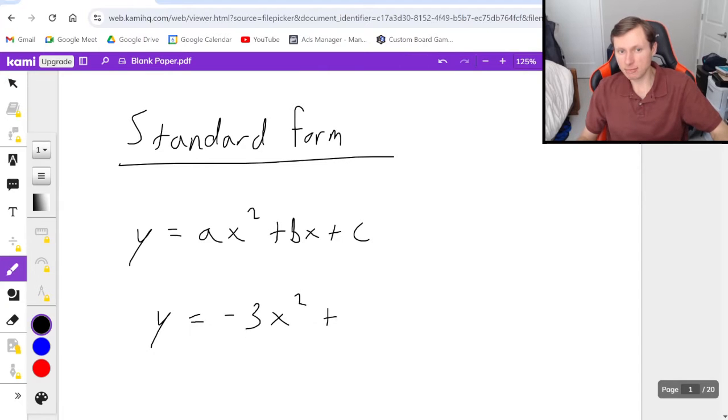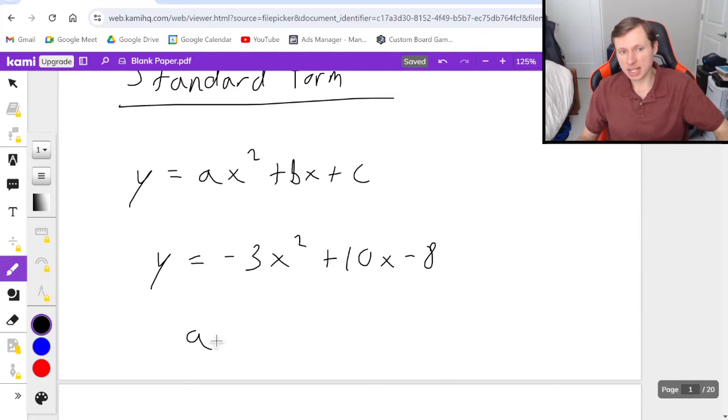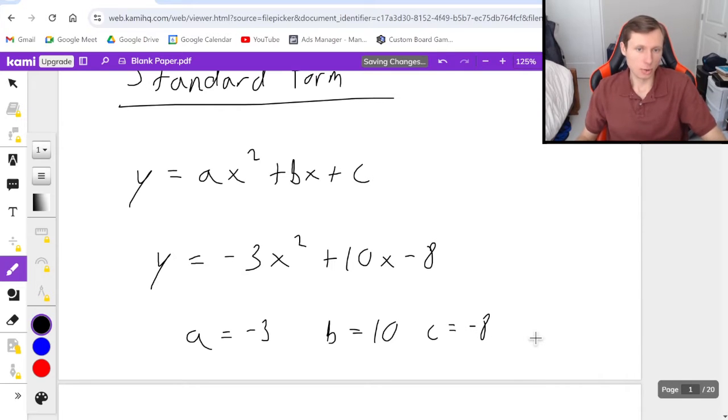So for instance, if I have this problem right here, I would start off by saying a equals negative 3, b equals 10, and c equals negative 8. One thing I want to say that my students do sometimes that is absolutely wrong: do not include x in your a, b, and c. A, b, and c are just the numbers.